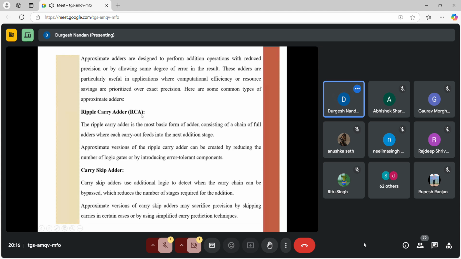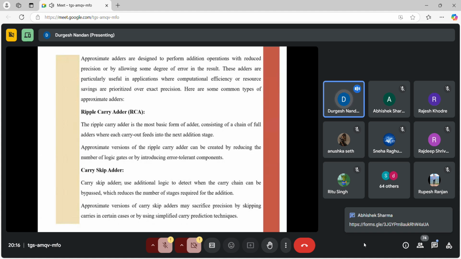Till now, for adding, the ripple carry adder is the best adder. Here, an approximate version of the ripple carry adder can be created by reducing the number of logic gates or by introducing error tolerant components.